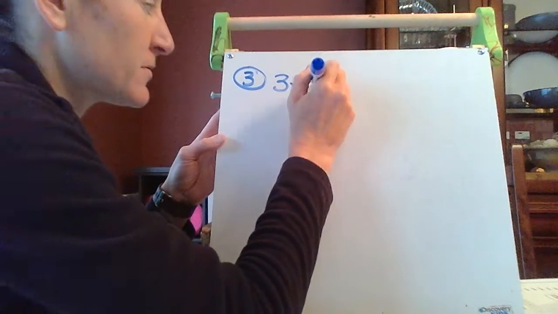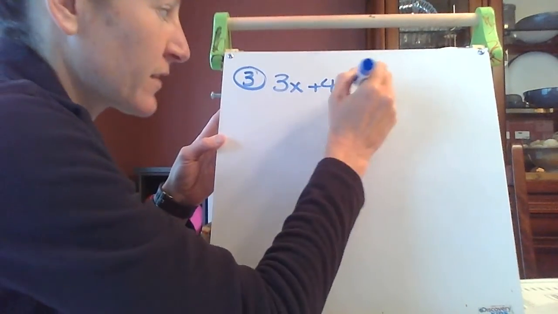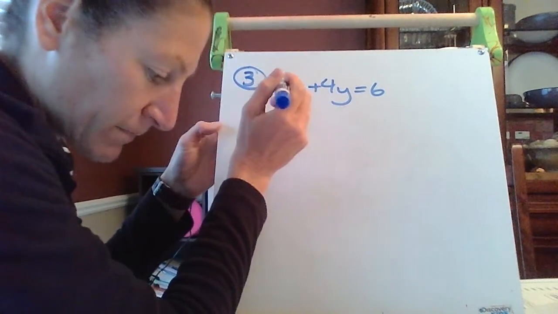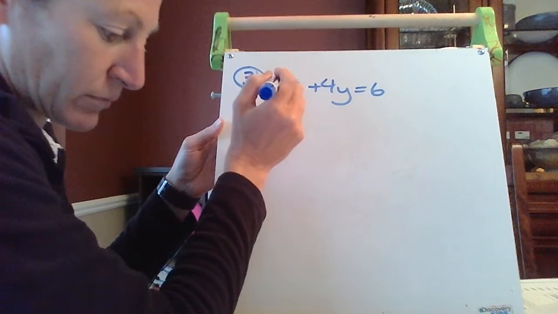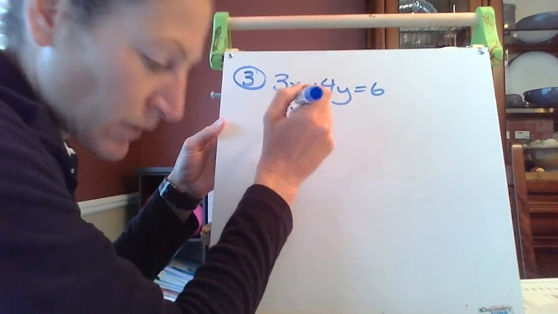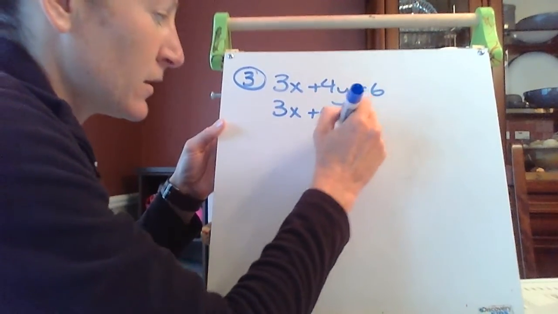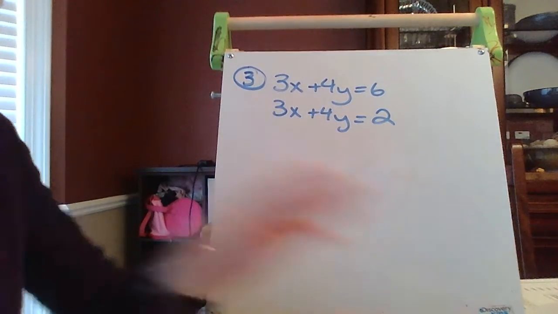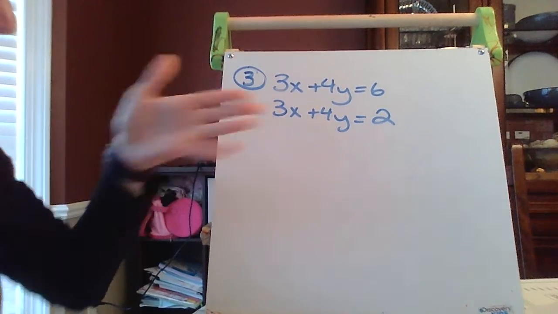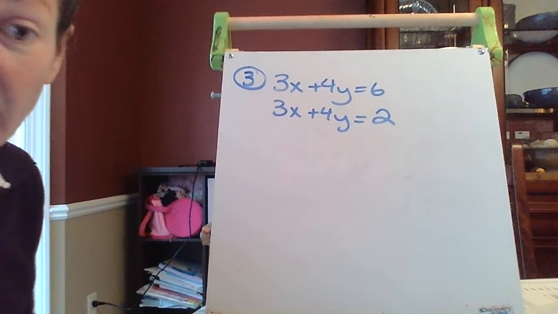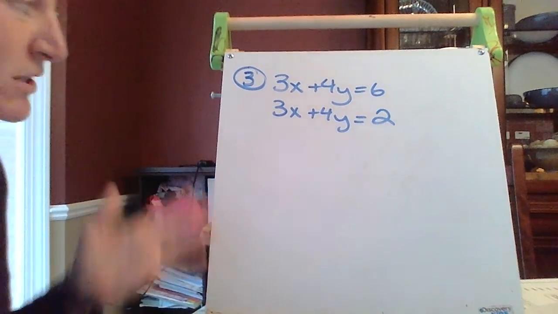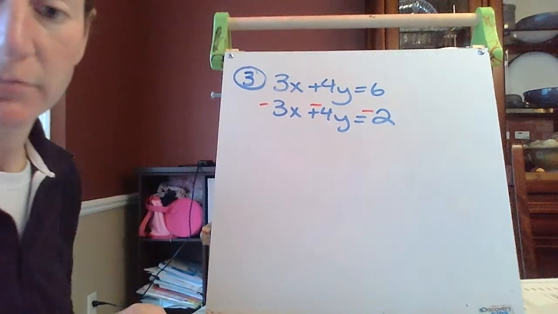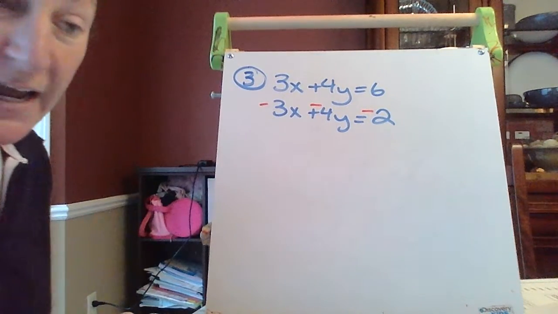3x plus 4y equals 6. And then a positive 3x, again, plus 4y equals 2. All right, got my example correct. Now, you'll notice both the 3x's and the 4y's are the same exact numbers, but they have to have opposite signs. At least one of them does. So let's pick an equation and change all the signs. Change, change, change. Okay, well, once we do that, we're ready to add vertically.